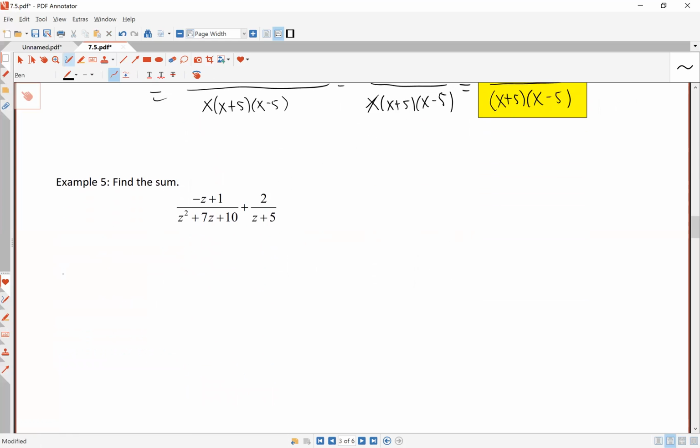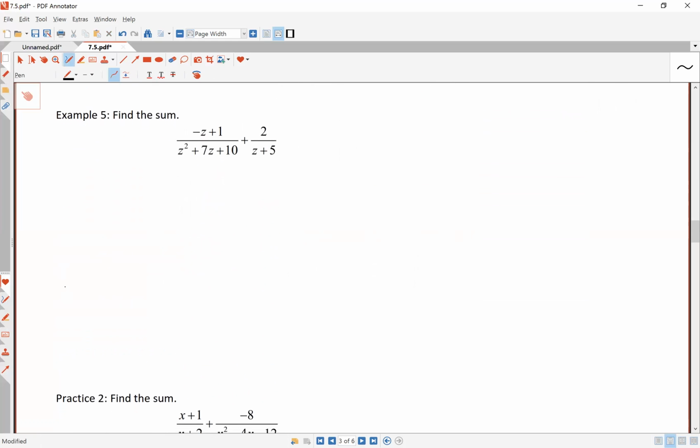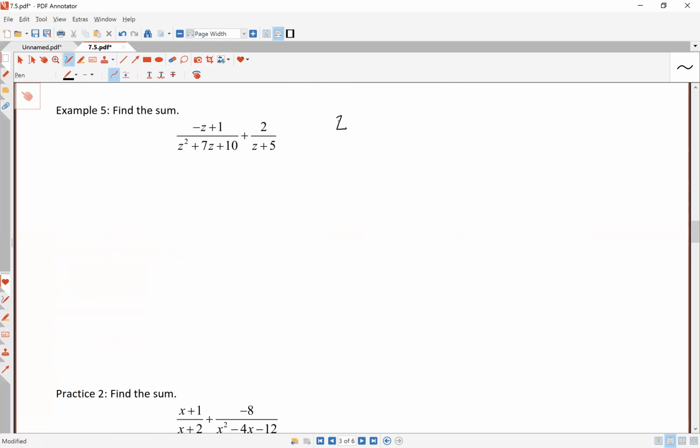Example 5. We have some factors in common in these denominators, so we need to be careful with choosing our common denominator. z squared plus 7z plus 10, and then we have a z plus 5. So this one is z plus 5 and z plus 2. So our LCD has to contain the z plus 5 and the z plus 2. All right, so what do we have?